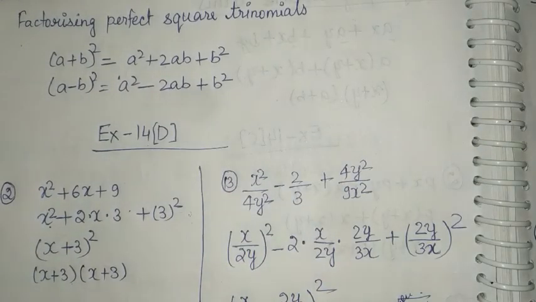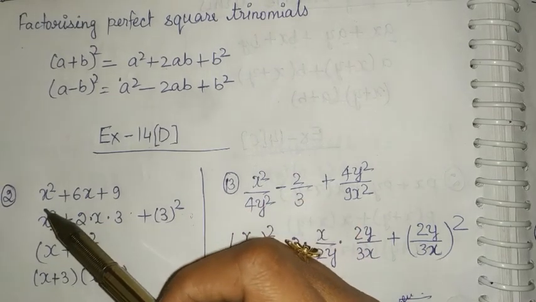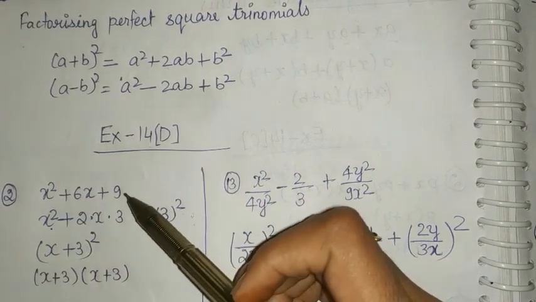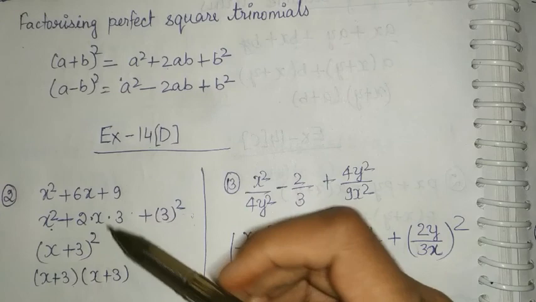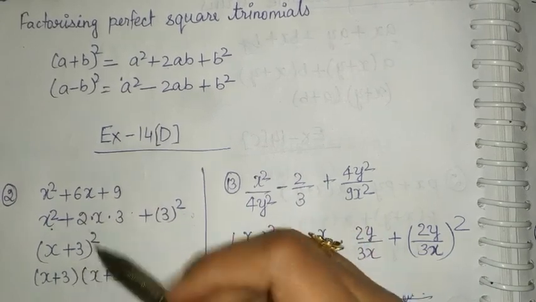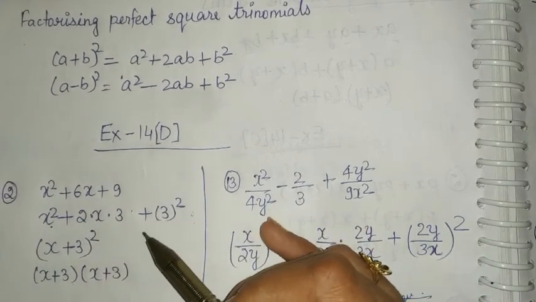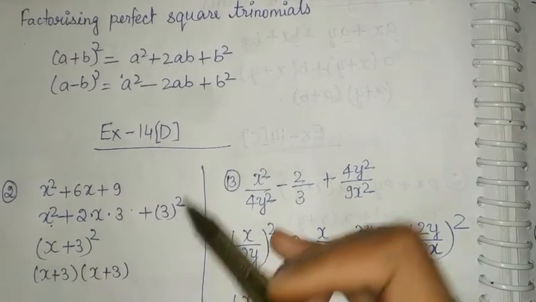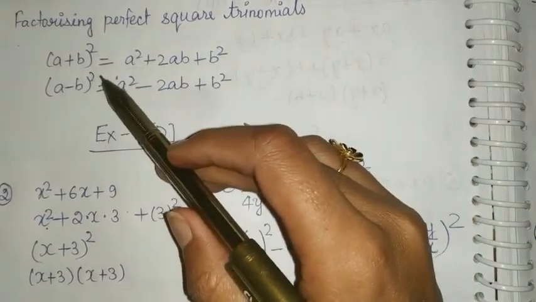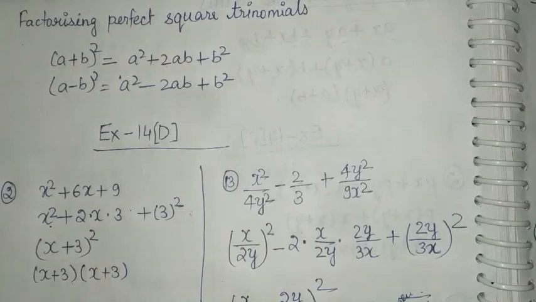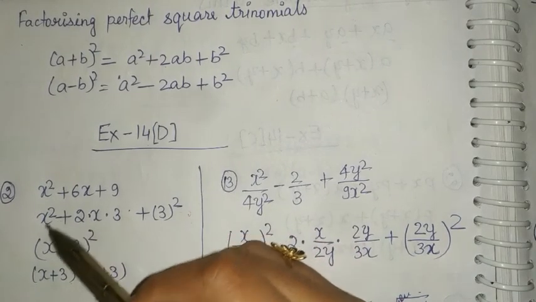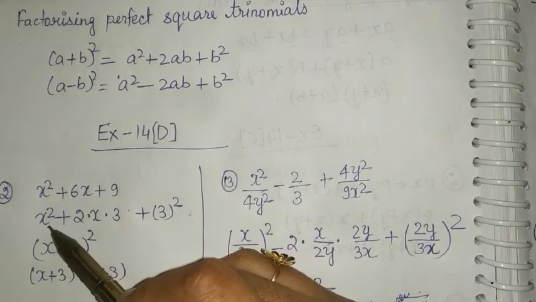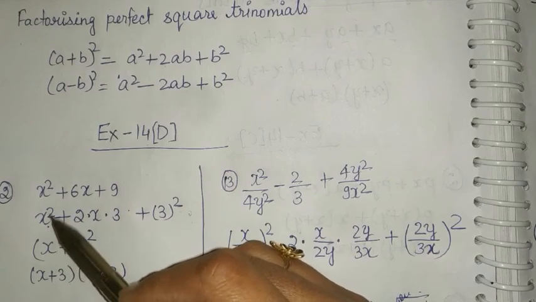So let's start with one of the examples. Your second question is x square plus 6x plus 9. For solving these kinds of questions, we have to simply put the whole expression in the form of either (a plus b) whole square or (a minus b) whole square, which means we have to make a perfect square. So instead of a square, x square is given, so we will write it the same as it is given.